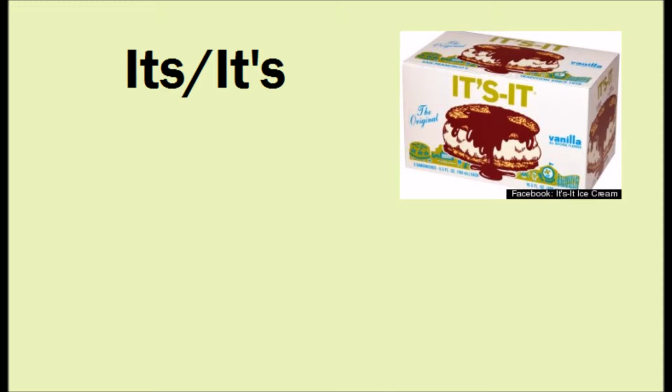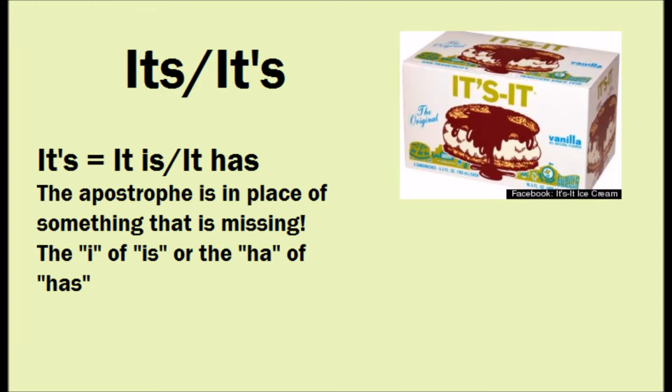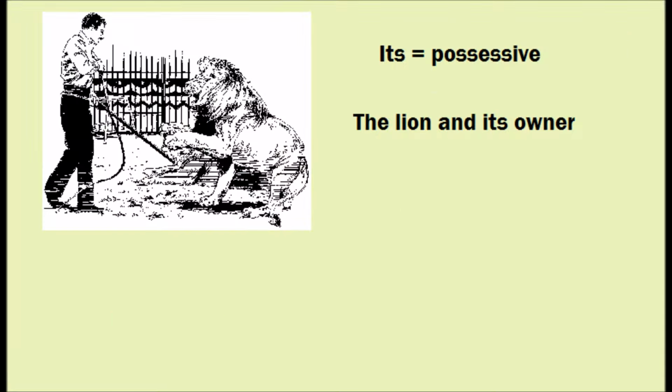It's is a contraction of it is or it has. Like with other apostrophe s contractions, the apostrophe is in place of something that's missing, in this case i or ha. So it's raining, it's awful, it's actually not complicated at all.